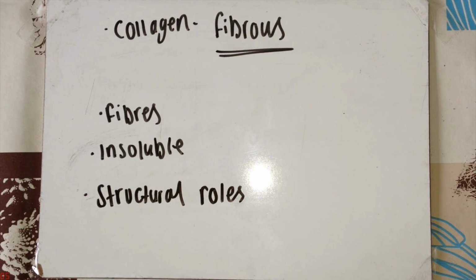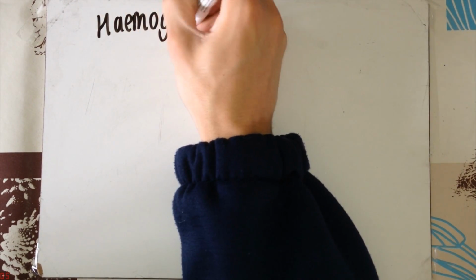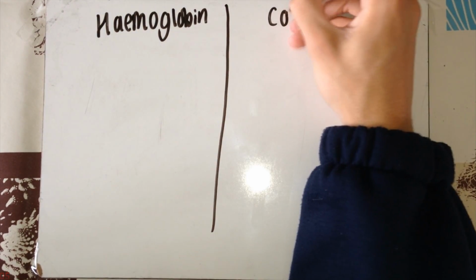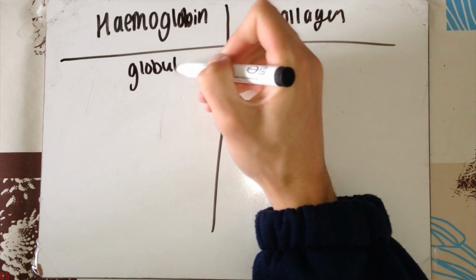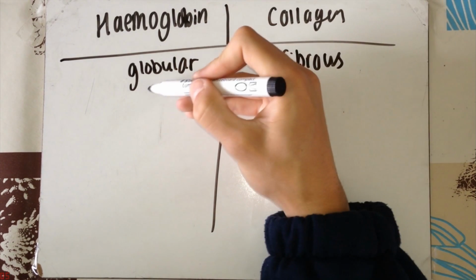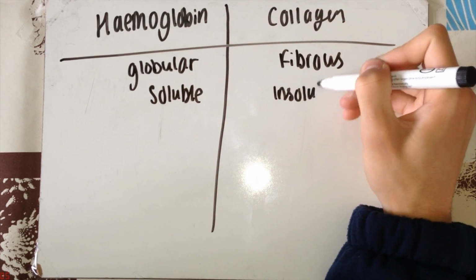A common exam question is to list the differences between haemoglobin and collagen. To do this, you only really need to know a basic bit about haemoglobin and collagen. The main thing they are asking for is the difference between a globular and a fibrous protein. Haemoglobin is a globular protein, collagen is a fibrous protein. As you know, globular proteins are soluble in water, fibrous proteins are insoluble.